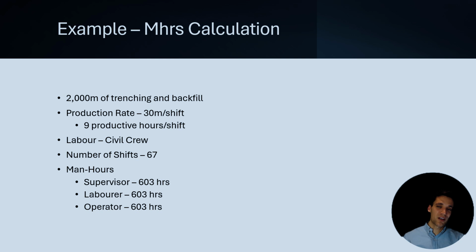So if we say we want to work out the man hours for 2,000 meters of trenching and backfill, we've got a production rate of 30 meters per shift, and there are 9 productive hours per shift. We're going to need a civil crew to do this task, consisting of a supervisor, a labourer and an operator. Based on this production rate of 30 metres per shift, we're going to need 67 shifts to do the 2,000 metres of trenching. Based on these 9 productive hours per shift, if we go 67 by 9, we get 603 hours for each of the individuals. So we'd have to sum these 3 together to get the total man hours for the task.